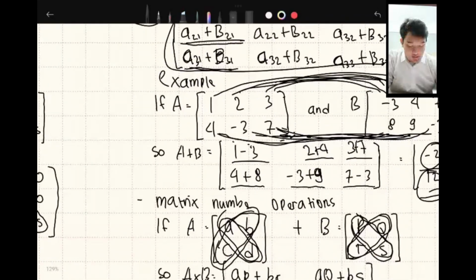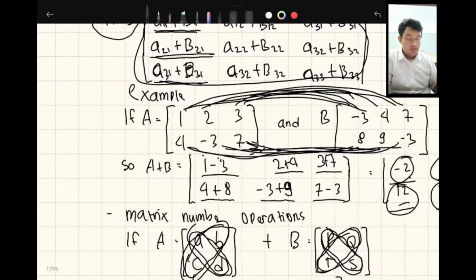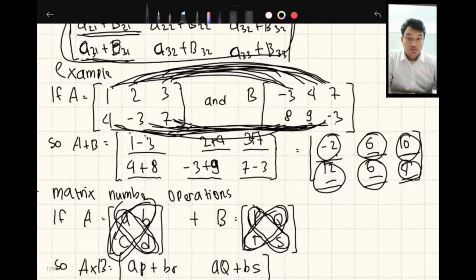Example, if A is 1, 2, 3, then 3 plus 2, 4 plus 3, 7 plus 4, 8 means 3 plus 7, 3 plus 8. So the result is 2, 6, 7, 12, 6, 4.